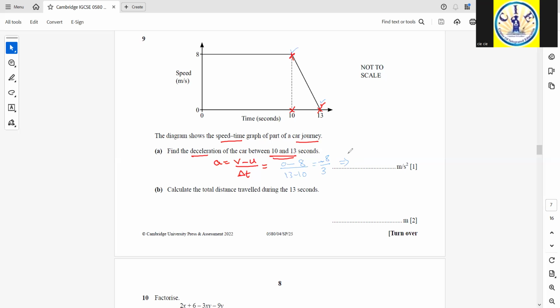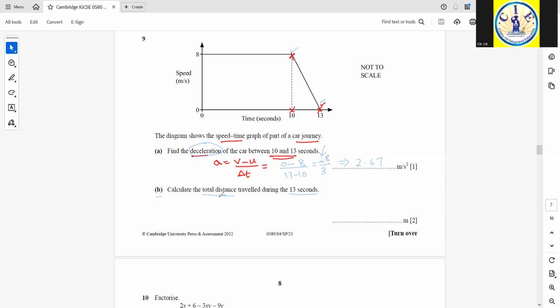Let it be 8 by 3, that is also fine. Or if we convert it, 2.67 meter per second squared. Here I haven't used the negative sign because the word deceleration has already been used. That means negative acceleration. So the working contains a negative sign and the answer is 2.67. So that means that it is deceleration, so it has to contain a negative sign with it. So that's understood.